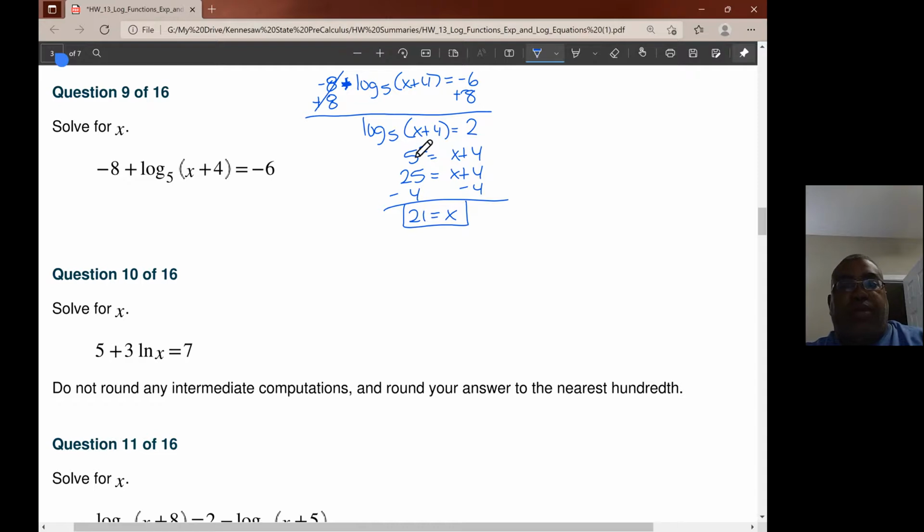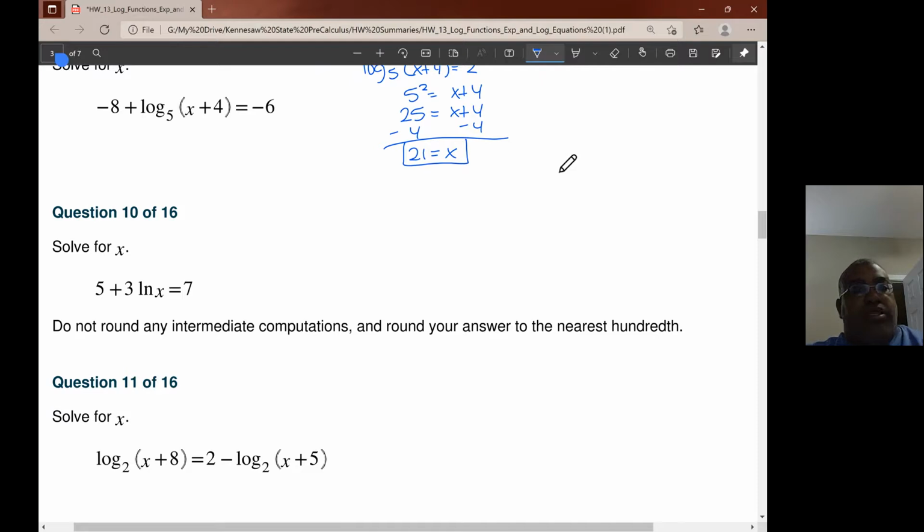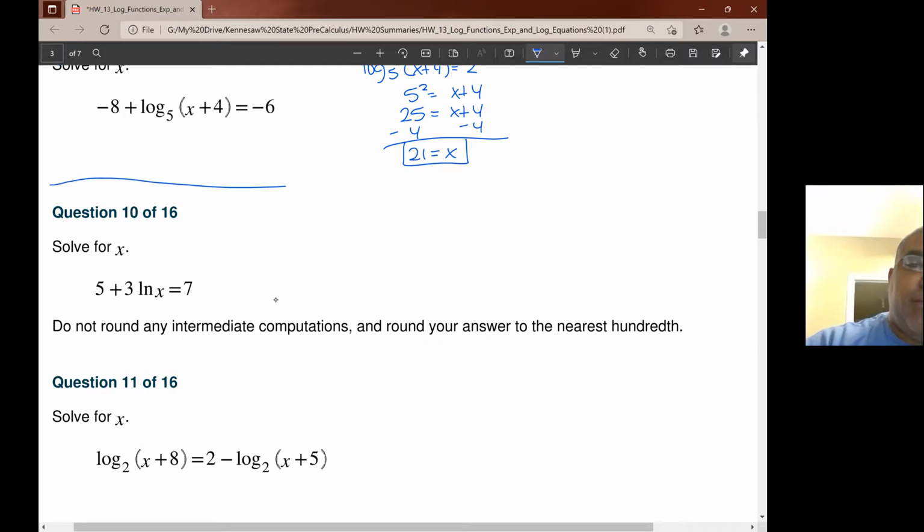We only use the property of logarithms right here, from this step to this step. That was it. The rest of it was algebra. Okay. Next, we'll need a calculator for this problem. We know that because it says don't round. But we do algebra up until we get to the point we need it. We use algebra until we need the calculator. We don't use the calculator before we need it.